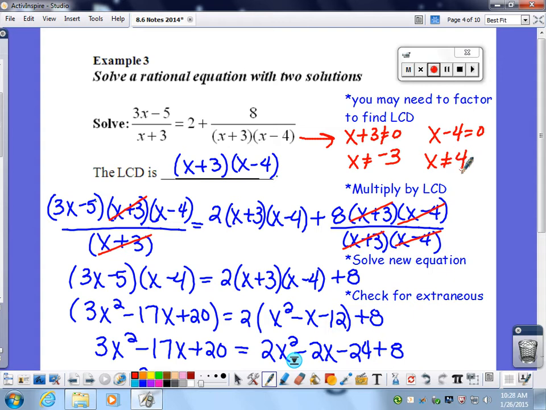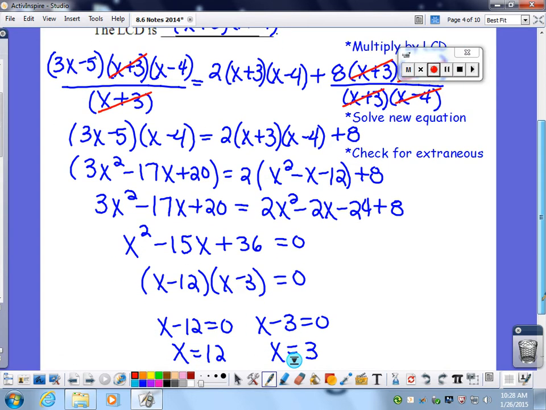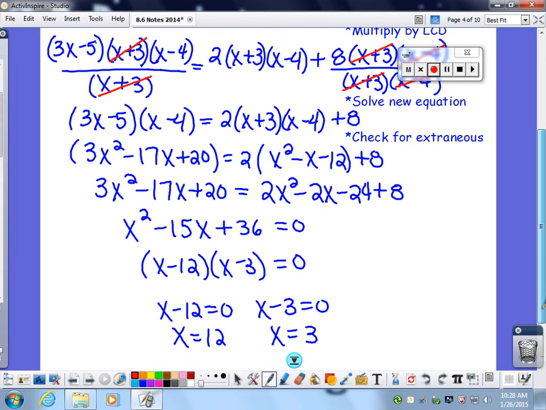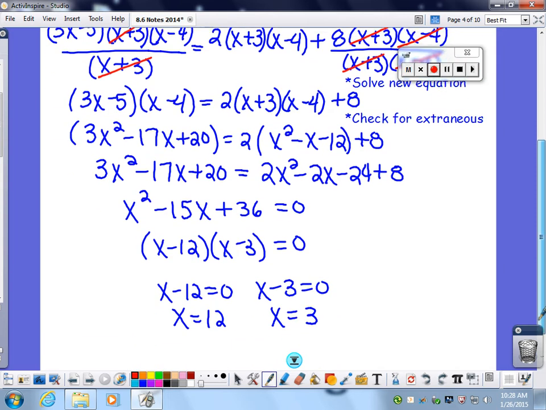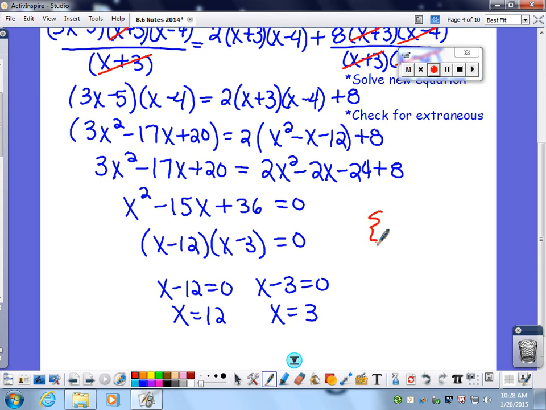Alright, is either one of those one of our solutions? Nope, looks like we're okay. If we'd had a negative 3, it wouldn't have worked, but we have a positive 3. So that means we have both solutions, 3 and positive 12. Don't forget to check these for extraneous solutions because you can end up with extraneous solutions in these circumstances.